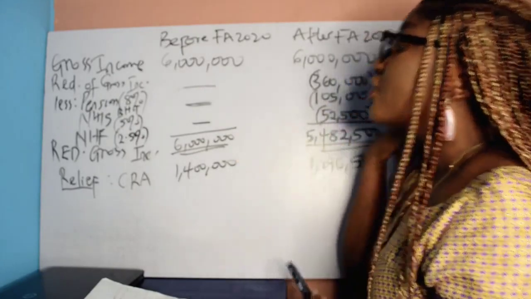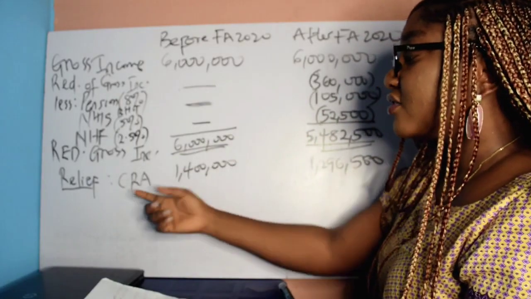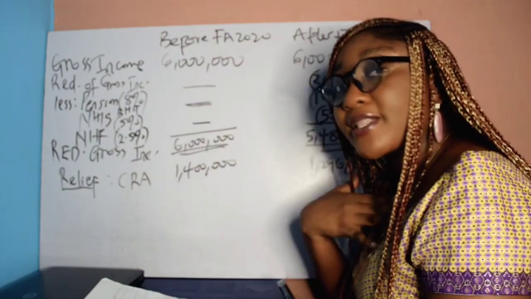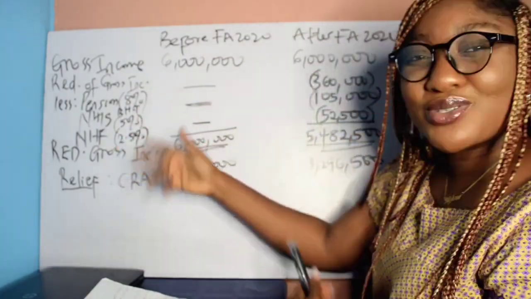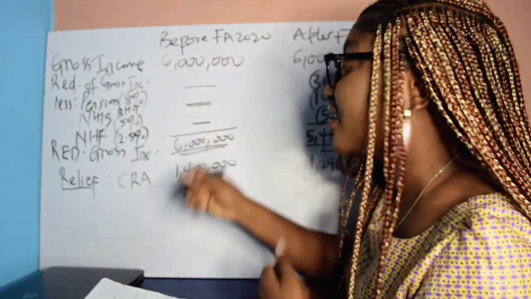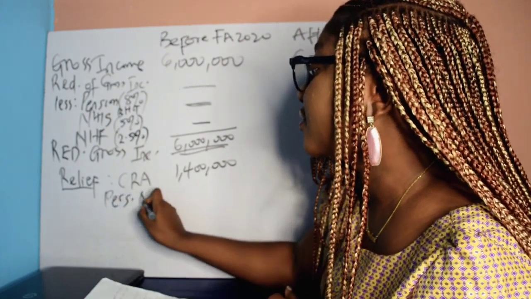Do you understand? So now, after the consolidated relief allowance, the next thing are the personal allowances, which are these allowances, right? So let's just be fast about that. Pension, NHIS, and NHF. So let me just call it personal. My God, I'm struggling.